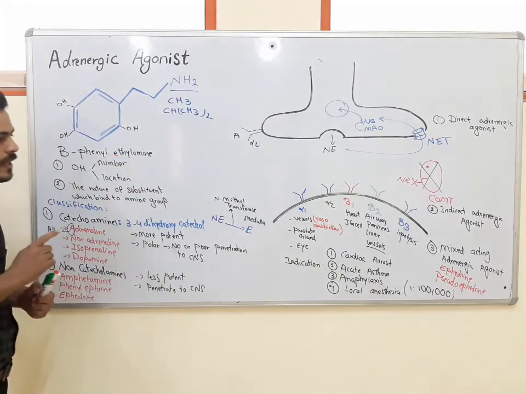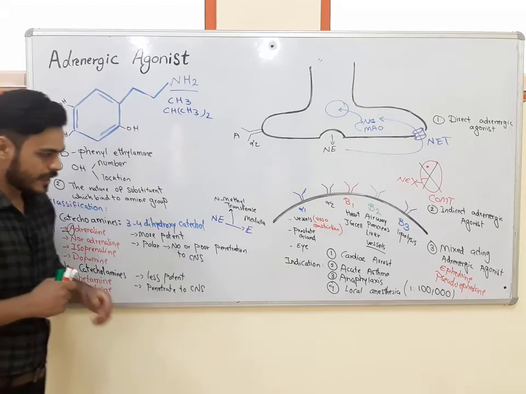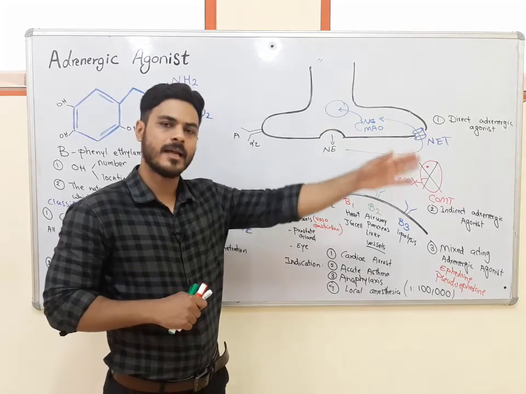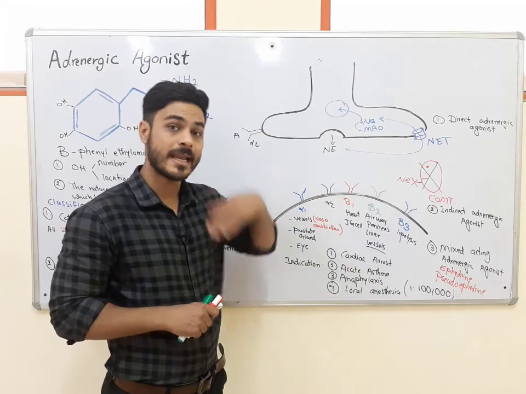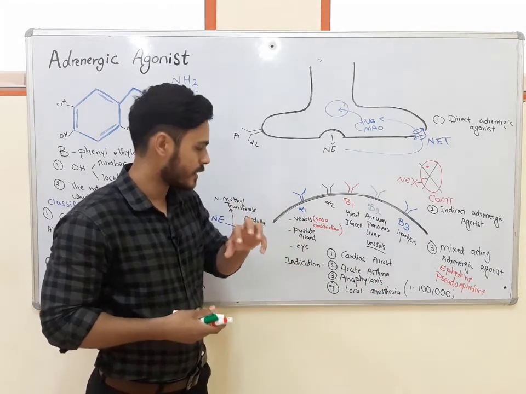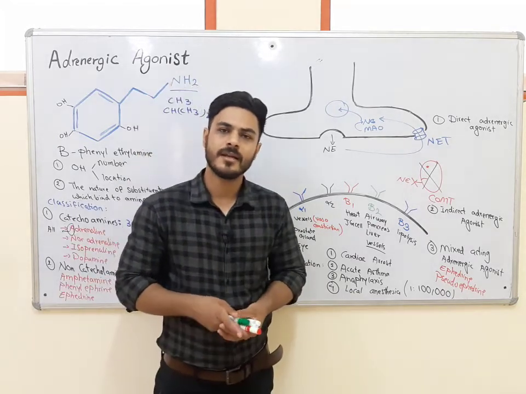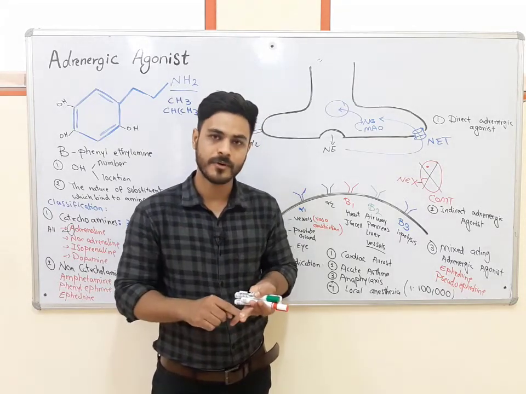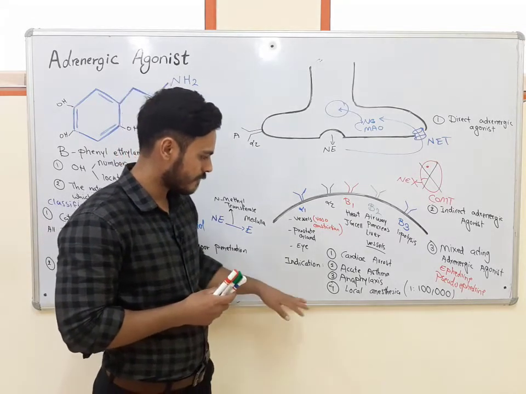Last thing about adrenaline which we should know is the adverse effects of adrenaline. They have effect on beta receptors, so they can increase the heart rate, they can increase the cardiac output, they can cause arrhythmia. These are the cardiovascular system adverse effects. They show some adverse effects on the central nervous system. They can cause anxiety, they can cause tremor. These are the adverse effects on central nervous system.